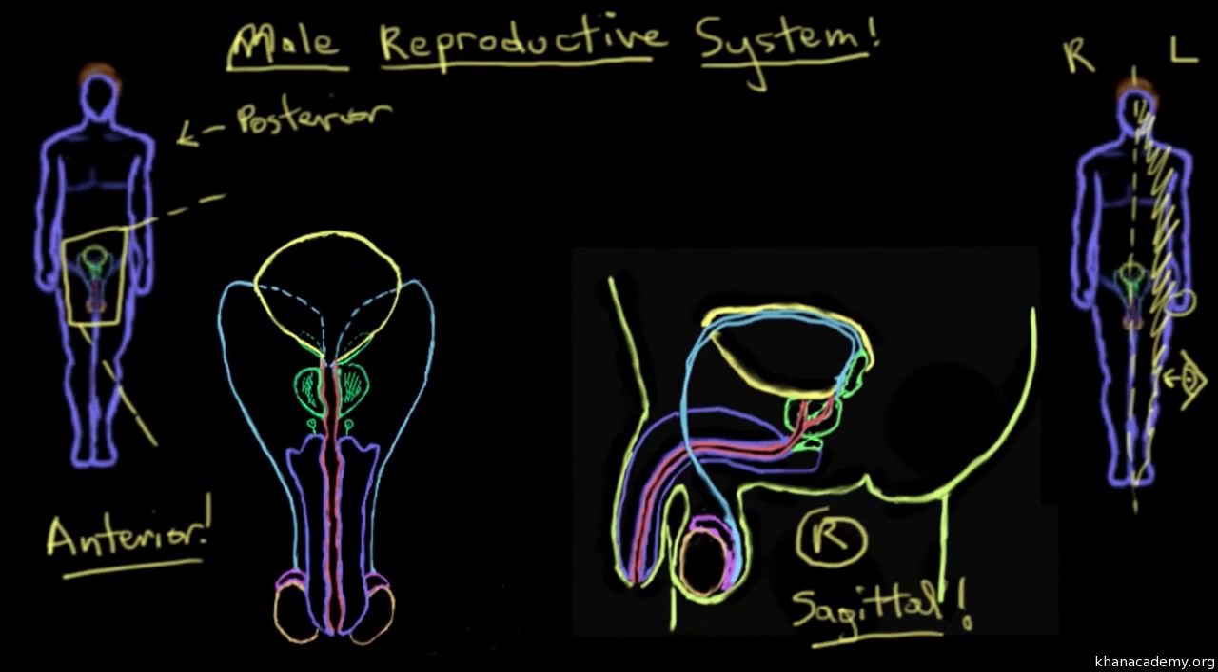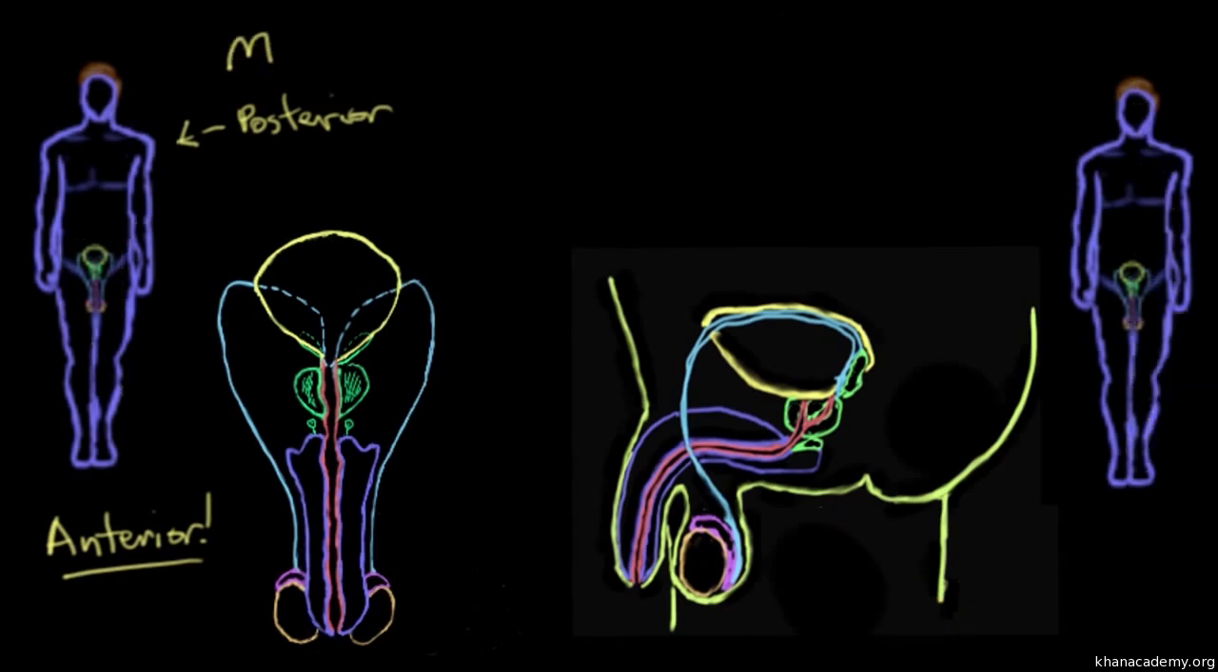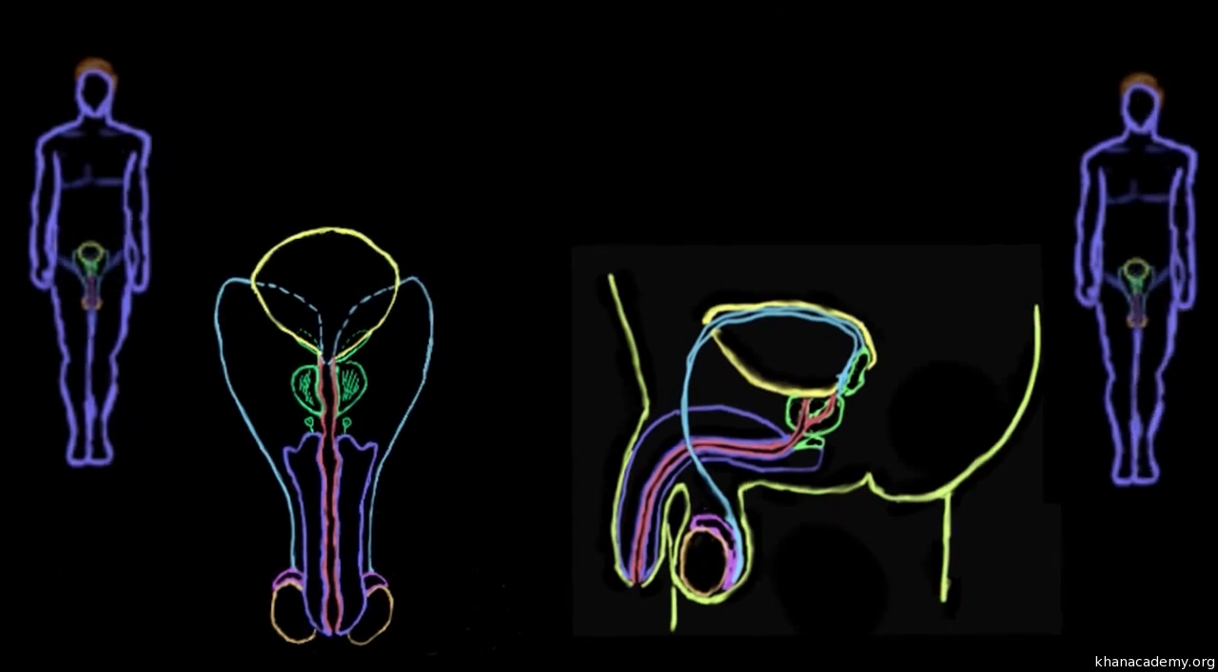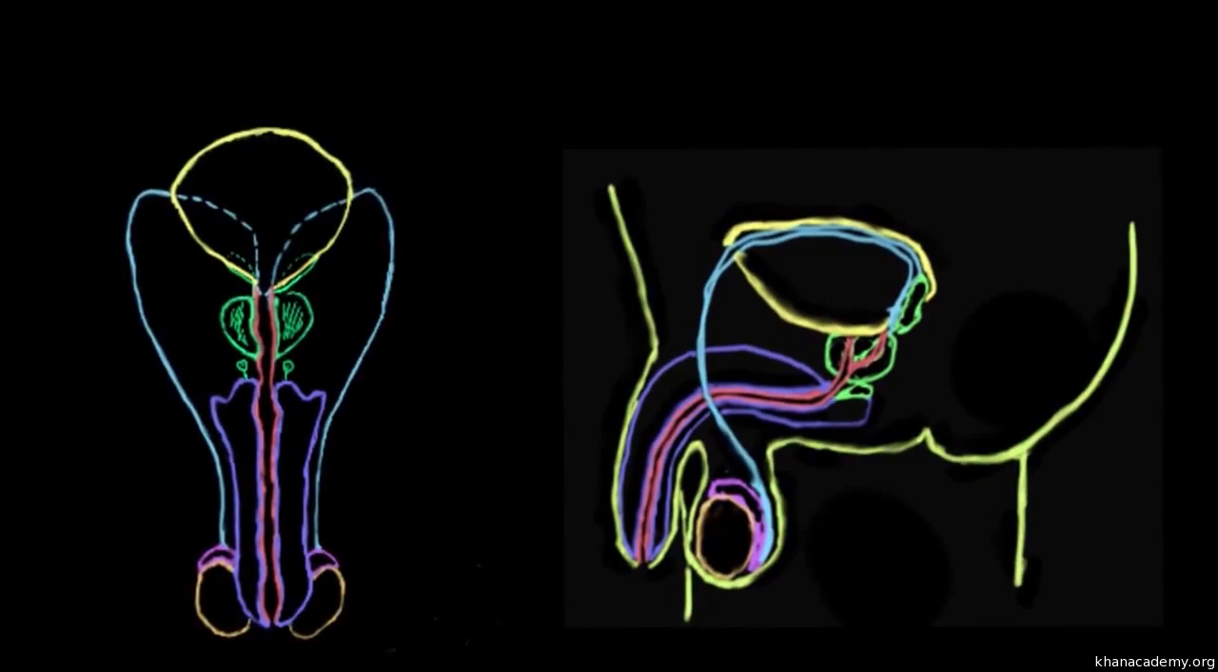Now that we've taken a look at the two different views, let's clear away some of this stuff and meet the organs. The first set of organs we'll look at are paired organs. They're the testes, and they're the key organ in the male reproductive system. I'll just shade them in for you here. The testes are pretty interesting. What happens in the testes is the process of spermatogenesis, which is the creation of sperm. And sperm are the male contribution to a baby.